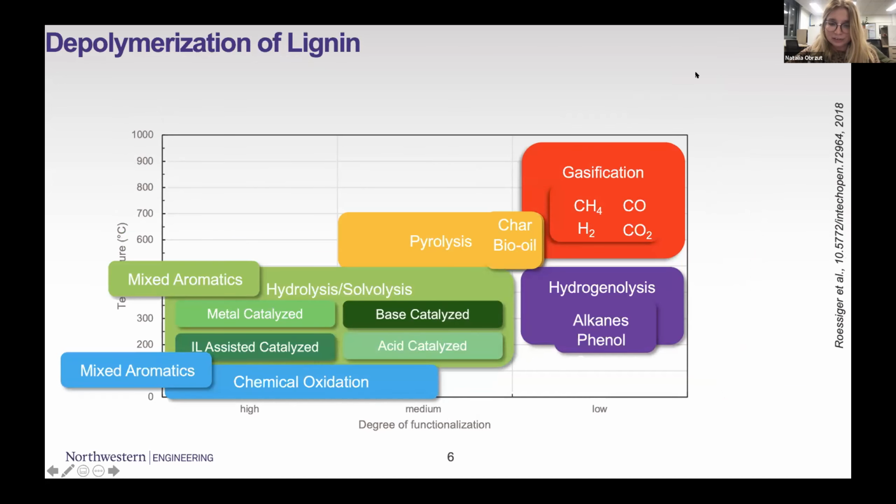But we're not the only ones that have tried this. People have been trying to get products from lignin by depolymerizing it, or breaking it into smaller pieces, for over 50 years. But usually the conditions are harsh. They require a high temperature, high pressure, and they get these smaller products such as methane and carbon dioxide. Where we want to be is to get a high degree of functionalization while we're at mild conditions. So low temperature, atmospheric pressure, and without using harsh chemicals or expensive catalysts.